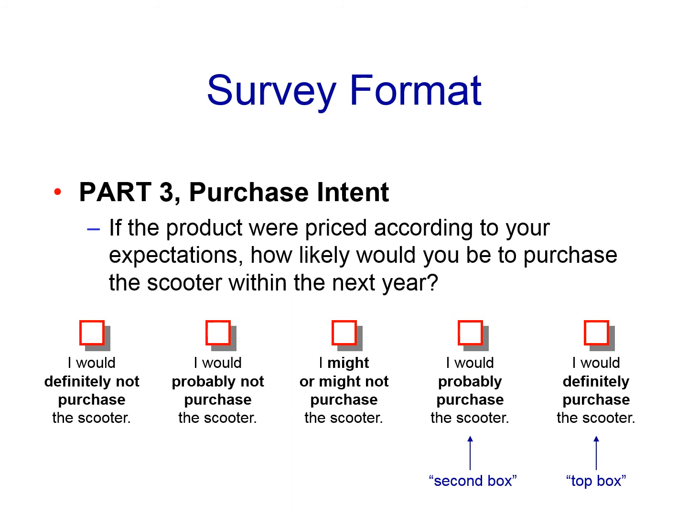So part 3 of the survey is the purchase intent part. You might ask them questions such as the following. If the product were priced according to your expectations, how likely would you be to purchase the scooter within the next year? There are a couple of keywords here. First of all, priced according to your expectation.